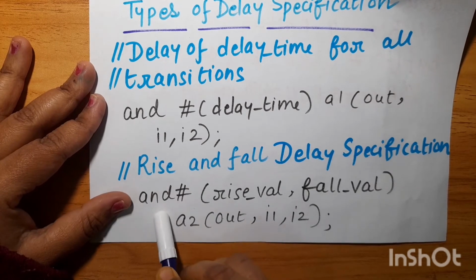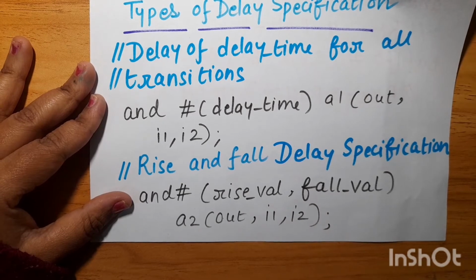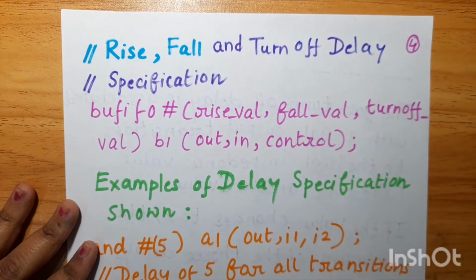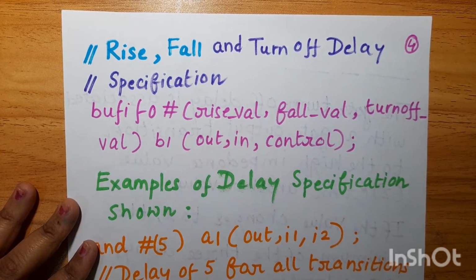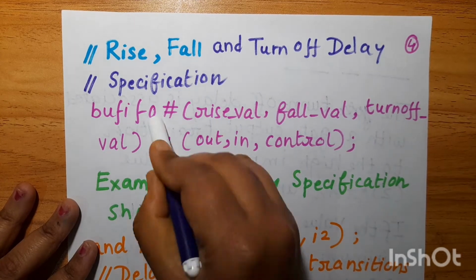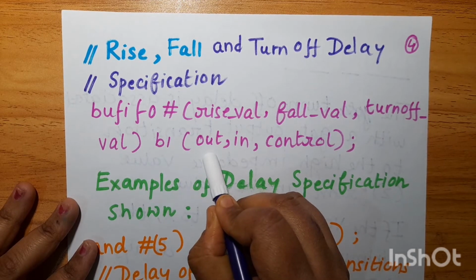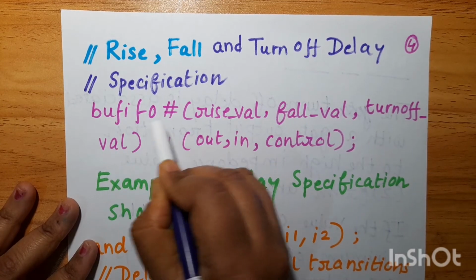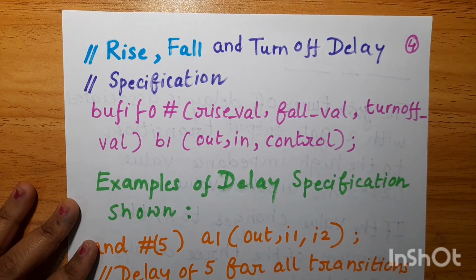AND gate, it is a primitive gate. Along with the primitive gate, I am specifying the rise value, comma, and the fall value, A2, out, comma, I1, comma, I2, semicolon. Now, here is the rise, fall and turn-off delay specification. Here is the gate bufif0. The instance name is B1, out is the output, in and control are the inputs. Along with this bufif0, I am specifying the rise value, fall value and the turn-off value. Rise, fall and turn-off delay specification.